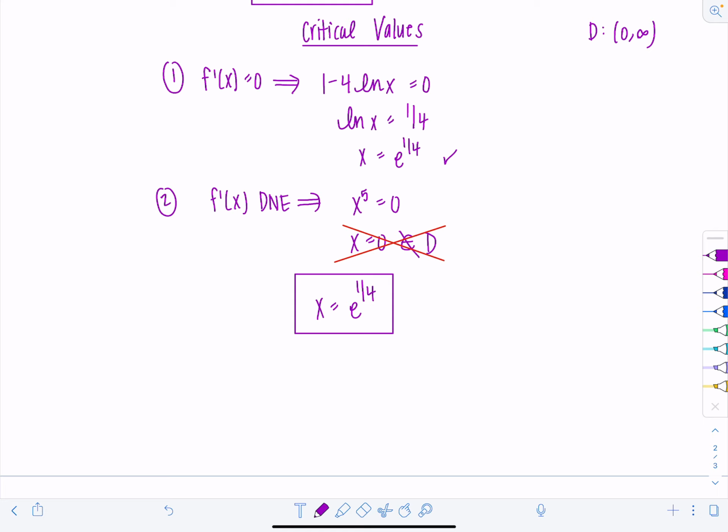Good. And if you think about it, it should make sense. It can't be a critical point if it's not even part of your graph. It's not in the domain. Let's look at one more example that I'm going to do for you. And this time we're going to look at a rational function, f of x equals 16x over x squared plus 16.